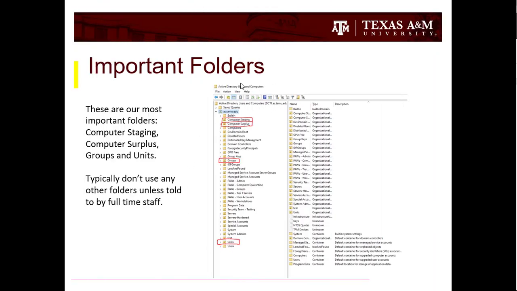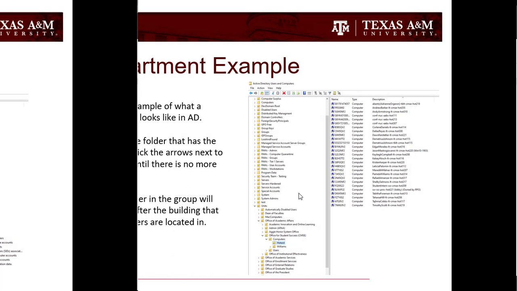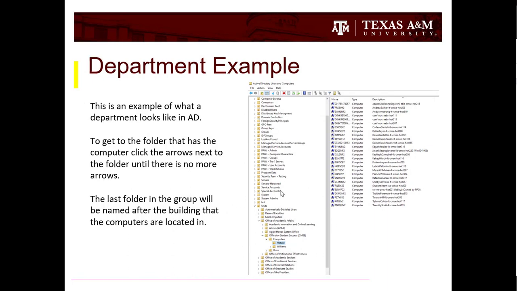Next, you will see a list here. The important folders that you will need to know from here are Computer Staging, Computer Surplus, Groups, and Units. The most important one and the one that you will be using the most is Units. Inside Units is where you will see all of our departments separated by organization and the computers that are in each of those departments. Here is an example of how a department looks.